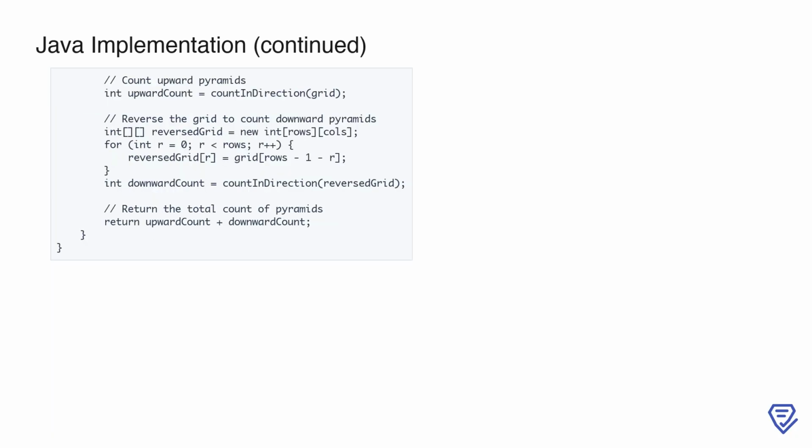Now that we've implemented the helper method, we use it to count pyramids in 2 directions. First, we call countInDirection on the original grid to calculate the number of upward-facing pyramids. To count downward-facing pyramids, we reverse the grid. This involves creating a new 2D array, reversedGrid, where each row in the original grid is flipped vertically. By passing this reversed grid to the helper method, we calculate the number of downward-facing pyramids. Finally, we return the sum of upward count and downward count, which gives the total number of fertile pyramids in the land. This approach ensures that we account for all possible pyramids efficiently, leveraging dynamic programming to minimize redundant calculations.